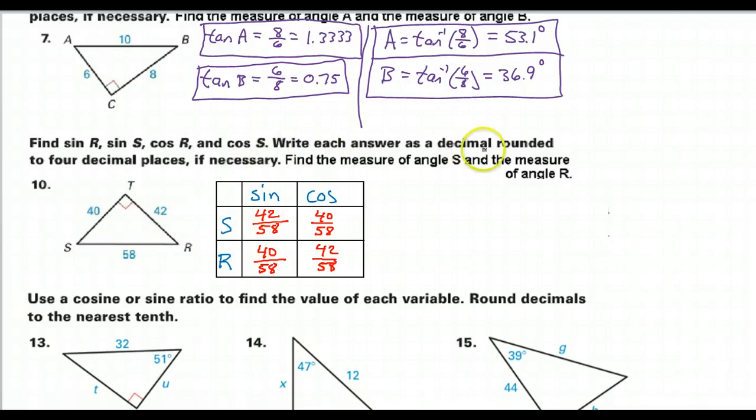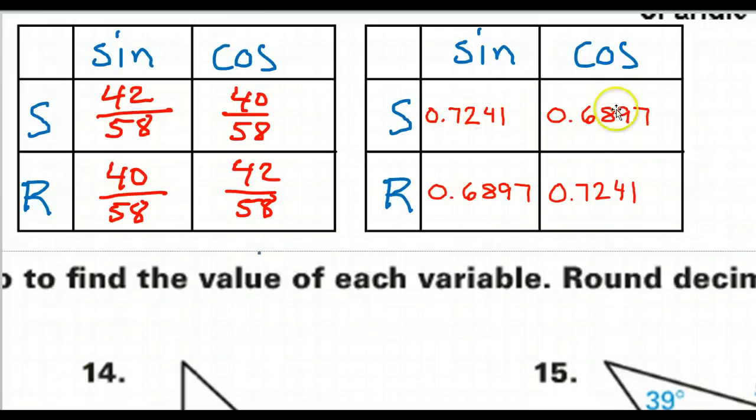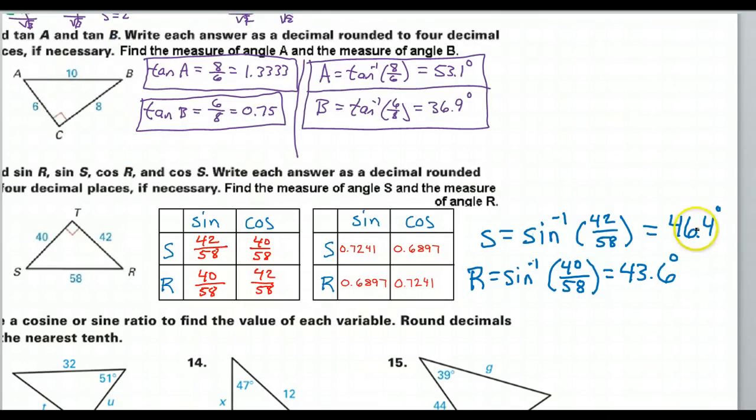And it says write each answer as a decimal, rounded to four decimal places. In decimal form, they would look like this. We're also supposed to find angle S and angle R themselves. So this is what you would get. I could have used sine or cosine, but I just went ahead and used sine. So if I want to find the actual angle, that's when I will do the inverse trig function. So inverse sine gives me 46.4 degrees for angle S and 43.6 degrees for angle R. Moving on.